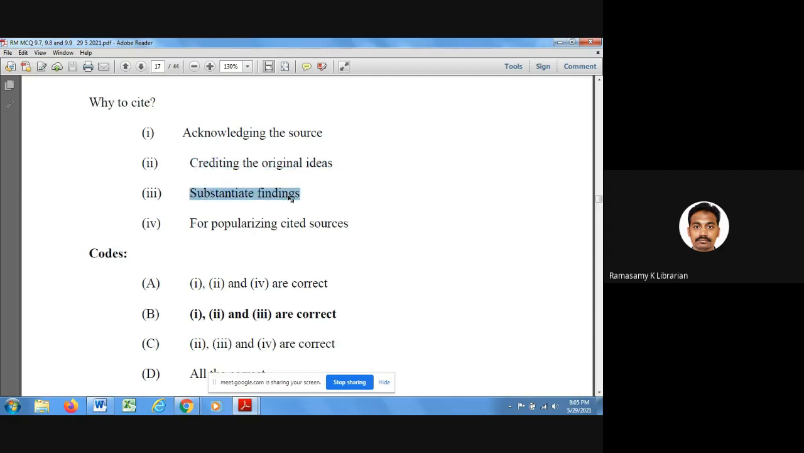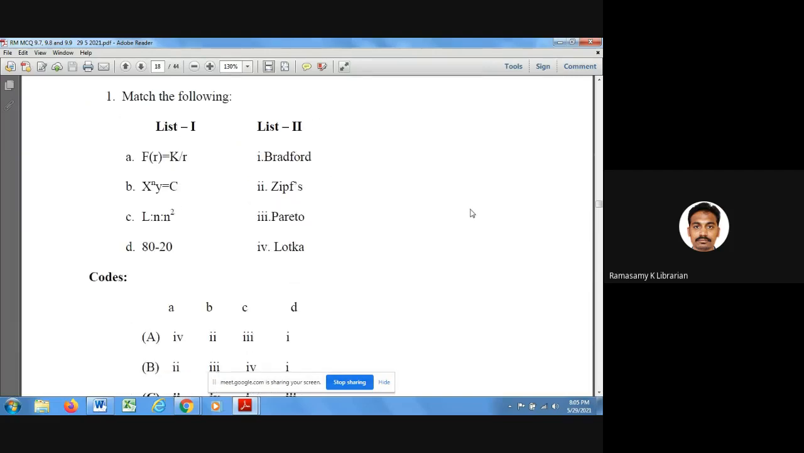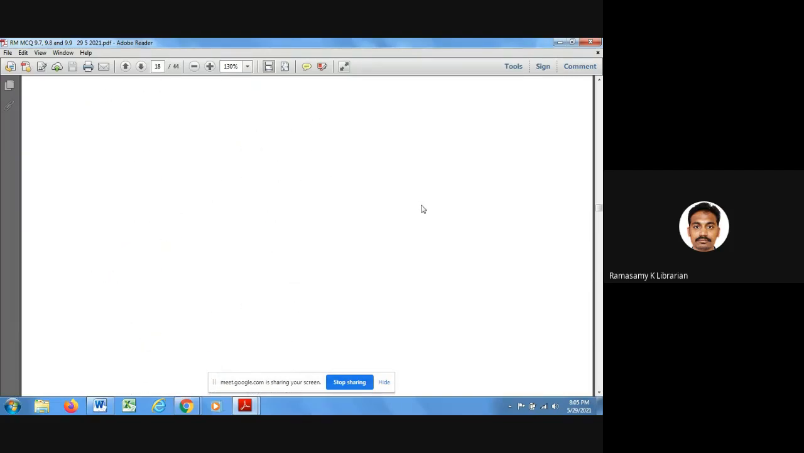And thirdly, to substantiate findings. See, we have got some results, some findings. When you want to substantiate your finding, you need to show how others' findings are also similar to yours, or how others' findings are contrasting with yours. For that purpose, you have to cite. So A, B, C, all the three are answers. Okay, fine. I think this we have already discussed. Let me skip this particular question.